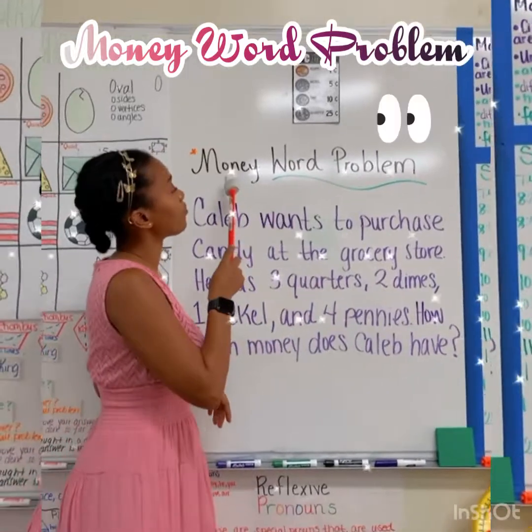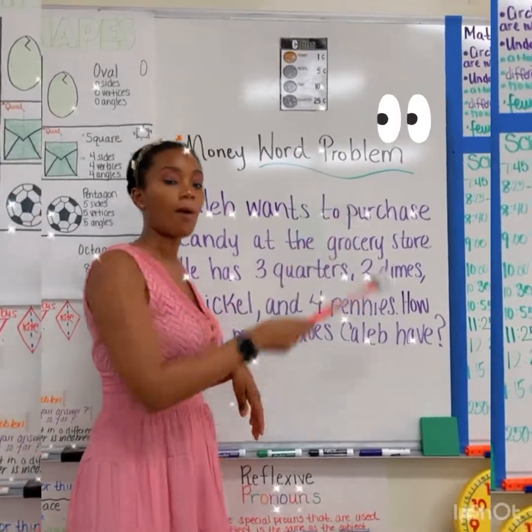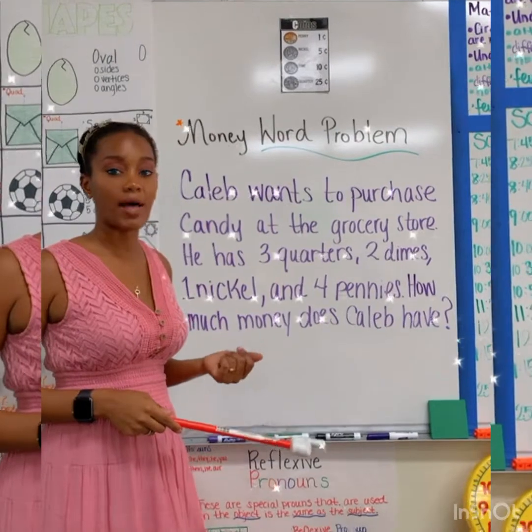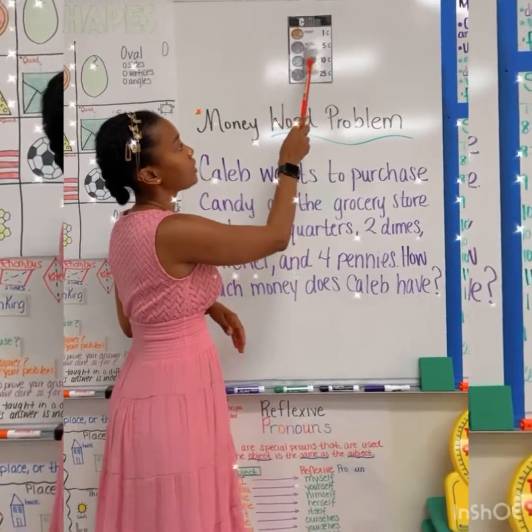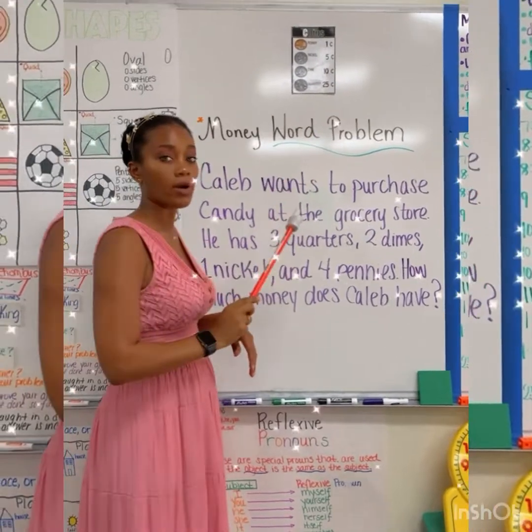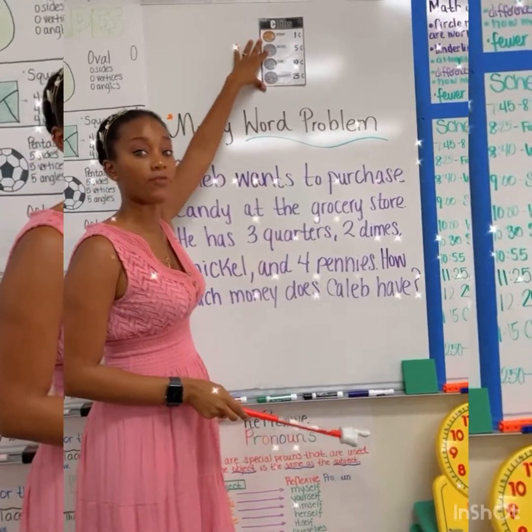We are looking at solving a money word problem. But before we do so, let's look at the value of each coin. Our coins, we have a penny, a nickel, a dime, and a quarter. Each coin has a different value.